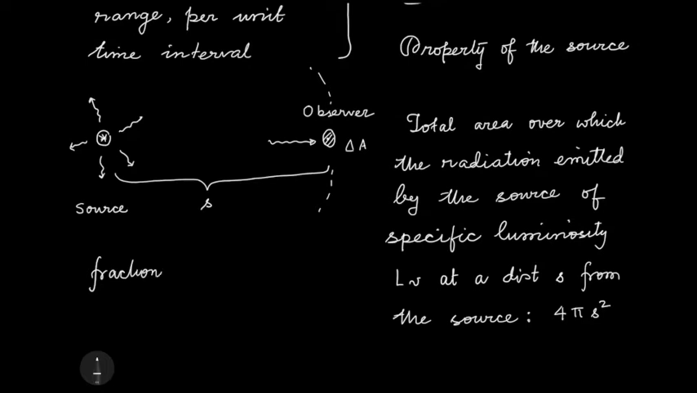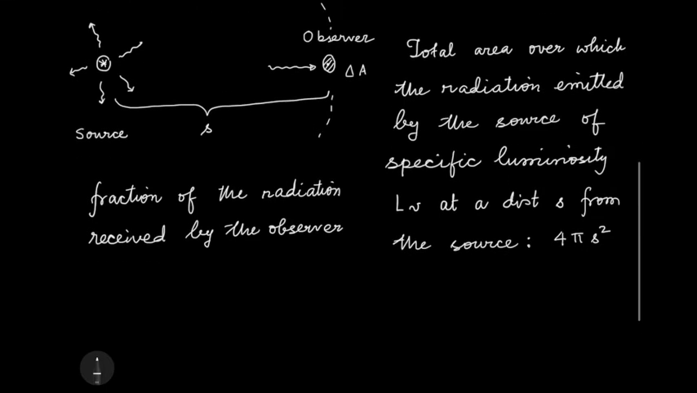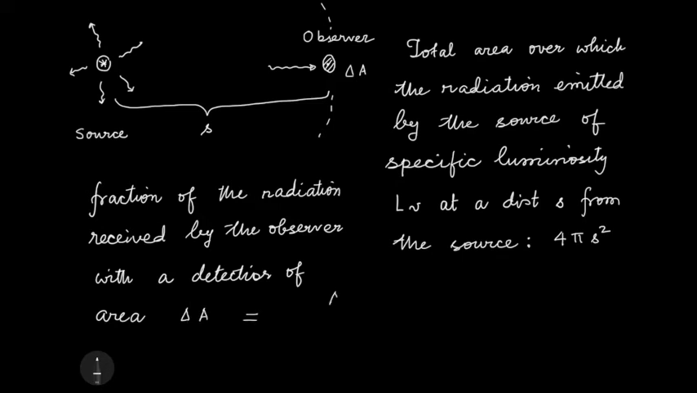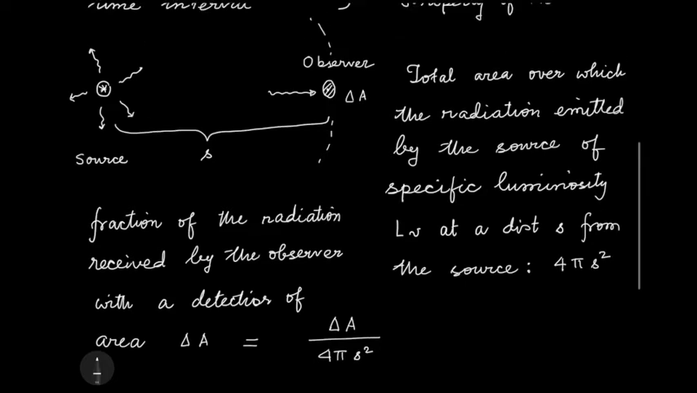So the fractional area, or the fraction of the radiation received by the observer with a detector, let's say, a detector of area delta A. So how much fraction of the total radiation does it receive? Well, the total radiation is over 4 pi s square, and it gets only a part which is delta A by 4 pi s square.